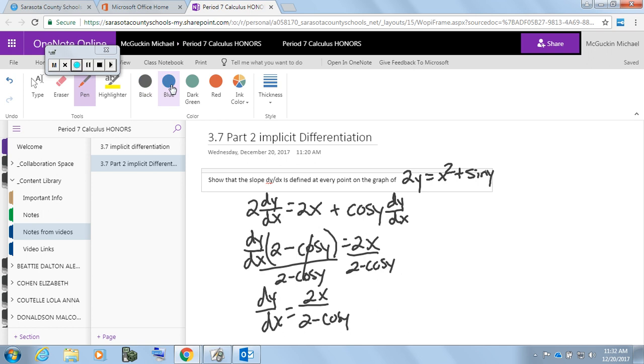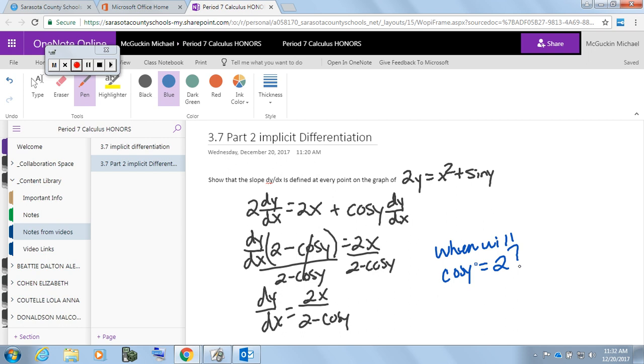Really what our question is: when will cosine of y equal 2? That's the question, and that's the problem. Well, think about it for a sec. Cosine of y equaling 2, when on the unit circle can we ever have cosine of y equaling 2?